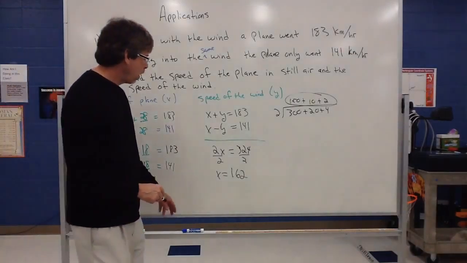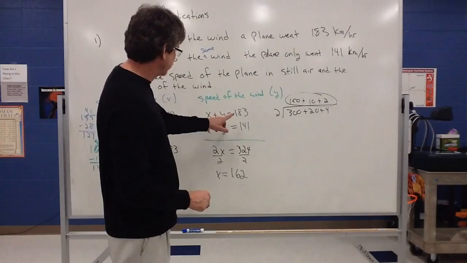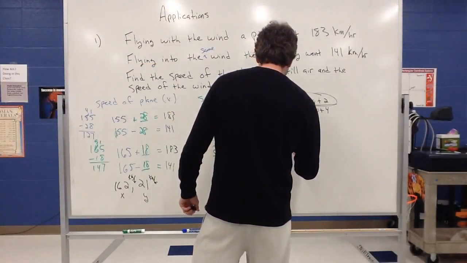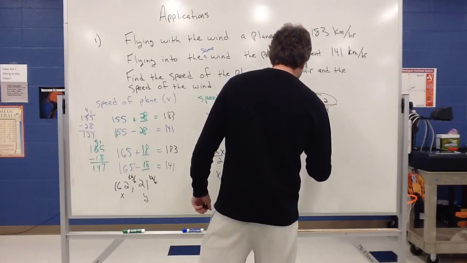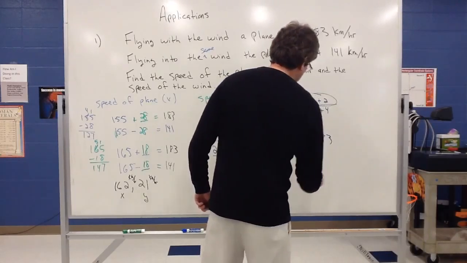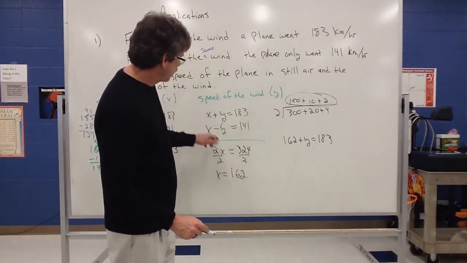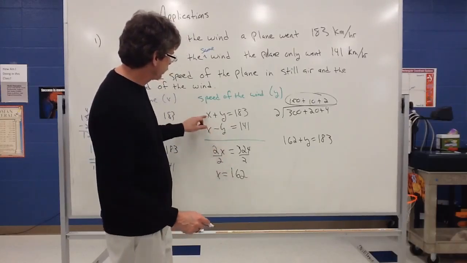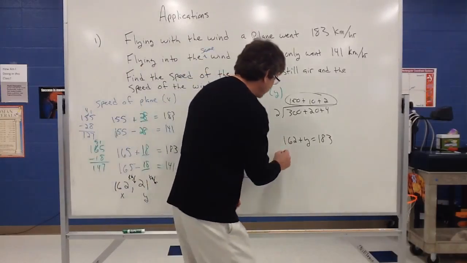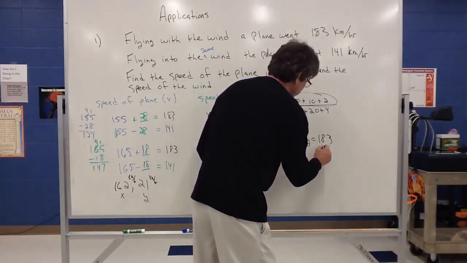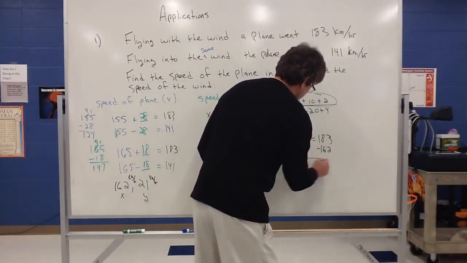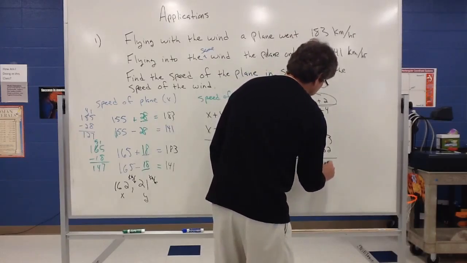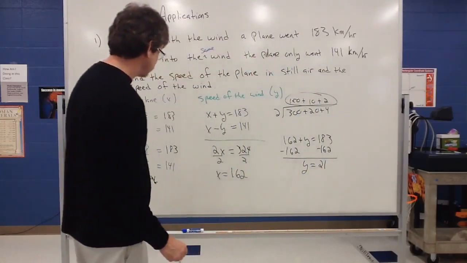Now to find what y is, we substitute the 162 back into one of these equations. So I put 162 plus y is equal to 183. Since I substitute 162 in for x, I can now solve for y by using my 0 pair. So y is going to equal 21.